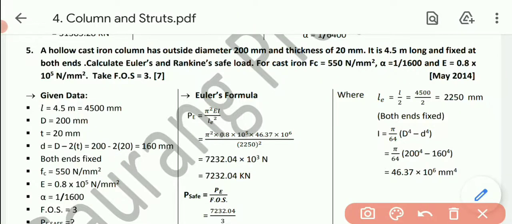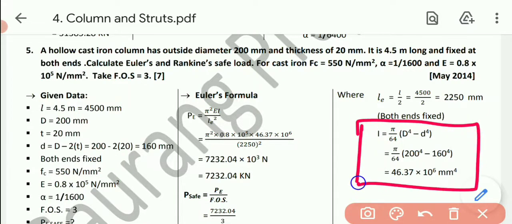Now let's solve for the unknown I. For the hollow circular section, the moment of inertia for Ixx as well as Iyy uses the same formula, pi by 64 into D raised to 4 minus d raised to 4. Let's put down the values: pi by 64, 200 to the power 4 minus 160 to the power 4. So I get the answer 46.37 into 10 raised to 6 mm raised to 4. So I got the value of I.